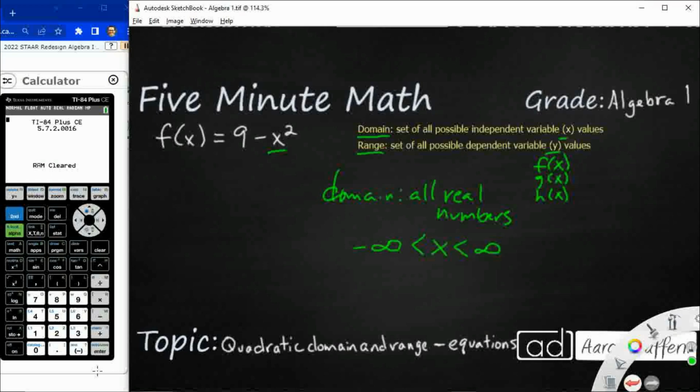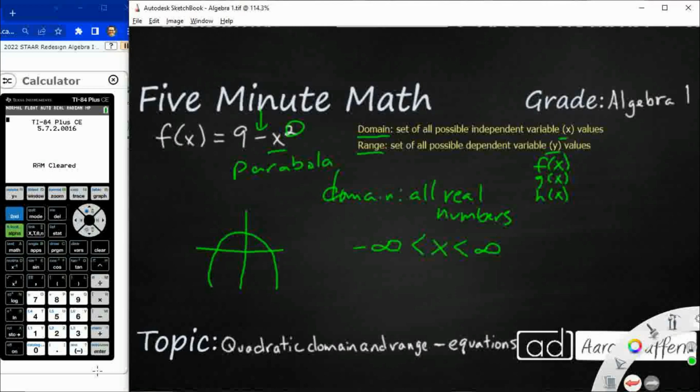Really, anything goes. Now, the range, that's where it gets tricky. So what do we know about this? Well, we know that it's going to be a parabola, because that's what happens when you have a quadratic function, right? That is a function that has a degree of 2 or has a squared as the highest exponent. And since it's negative, that means it's going to be downward. So we know it's going to be a downward facing parabola.